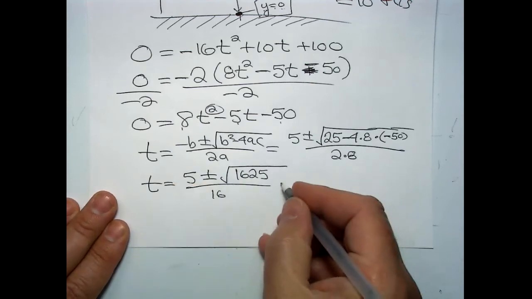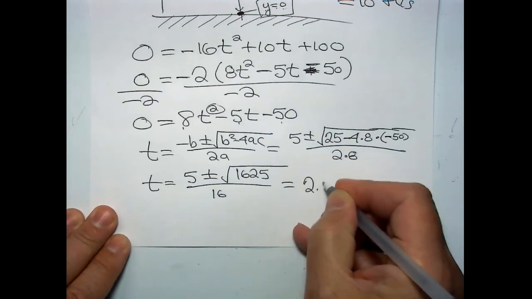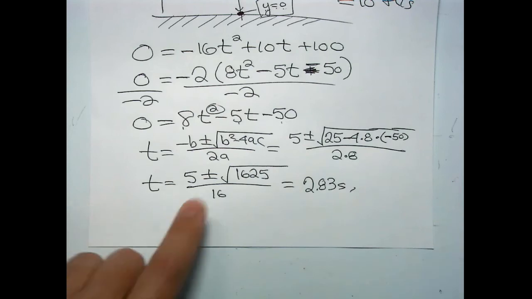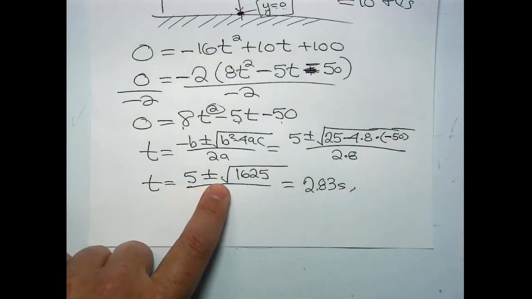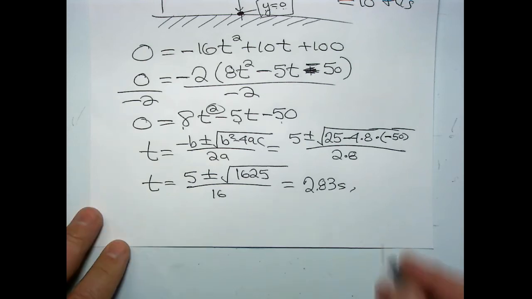Notice it says plus or minus. There are 2 answers. Let's do both. The square root of 1625 plus a 5. Divide that by 16. So here's 1 time. And now let's do 5 and subtract the square root of 1625. Let me see what I get in that case. And then, of course, let's divide the whole thing by 16. Here's the other time.